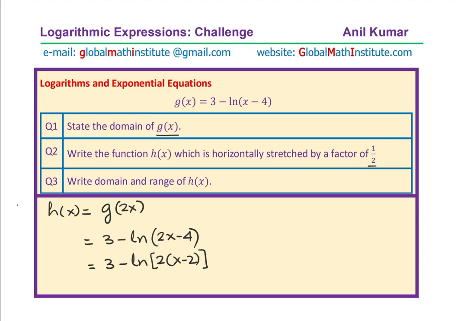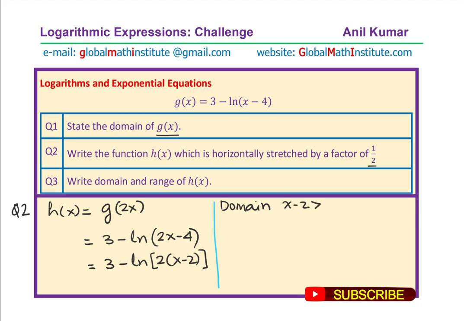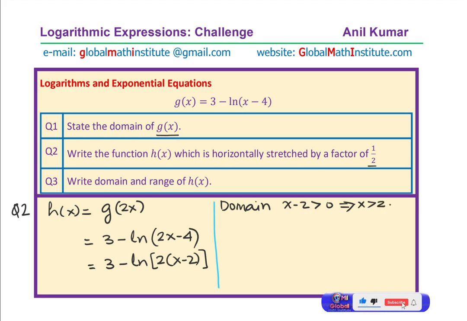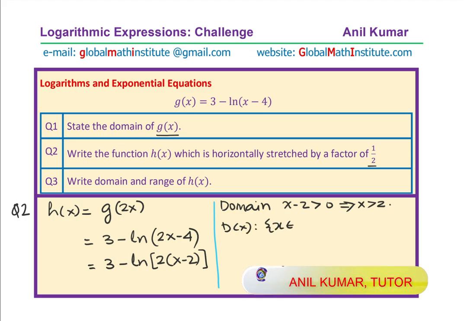Now let's look into, so that is our question 2. Question 3 is, write domain and range of h of x. Now clearly, x minus 2 means we have the vertical asymptote at x equals 2, right? So as far as the domain is concerned, in this particular case, x minus 2 should be greater than 0, which implies that x is greater than 2, right? So we see that the vertical asymptote now moves to 2. Do you see that? So we have the domain of this particular function as x belongs to real numbers, where x is greater than 2.